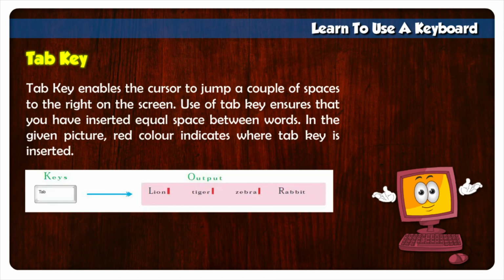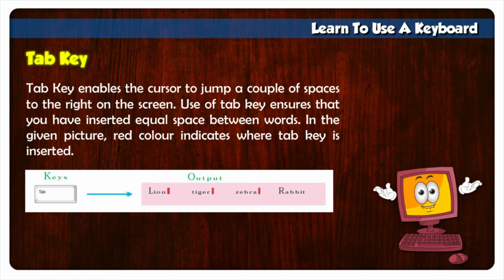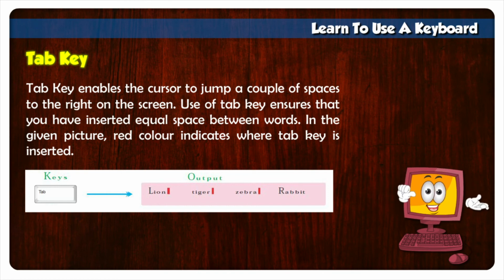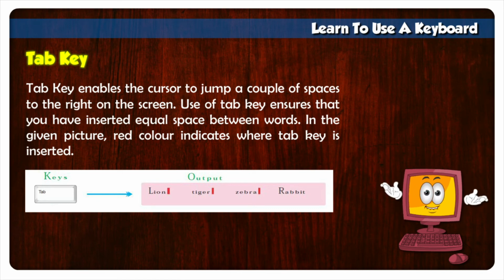Tab key. Tab key enables the cursor to jump a couple of spaces to the right on the screen. Use of Tab key ensures that you have inserted equal spaces between words. In the given picture, red color indicates where Tab key is inserted.